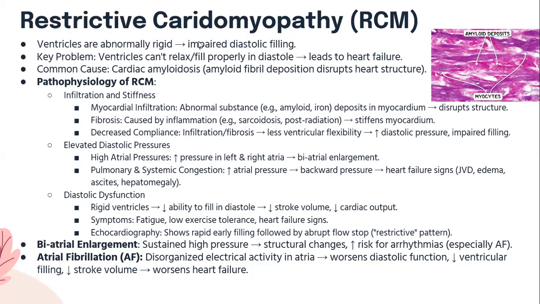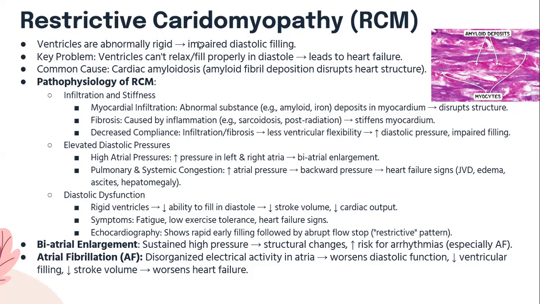Last but not least, diastolic dysfunction. So in RCM, the primary abnormality is diastolic dysfunction. During diastole, the ventricles cannot accommodate the returning blood volume due to their rigid structure. The inability to fill adequately during diastole leads to reduced stroke volume and cardiac output. This manifests clinically as fatigue, decreased exercise tolerance, and symptoms consistent with heart failure.